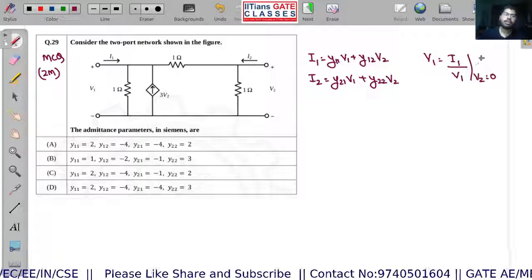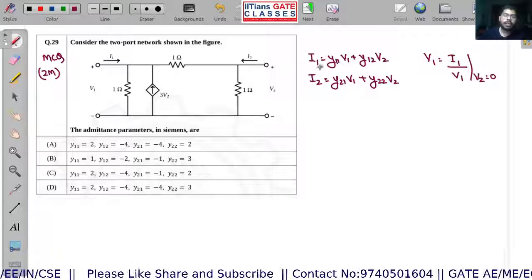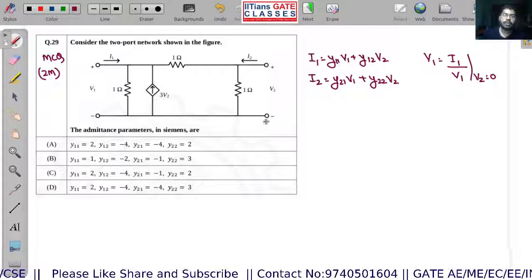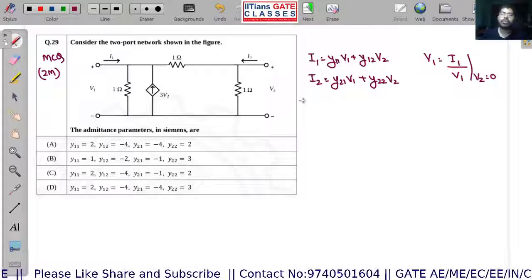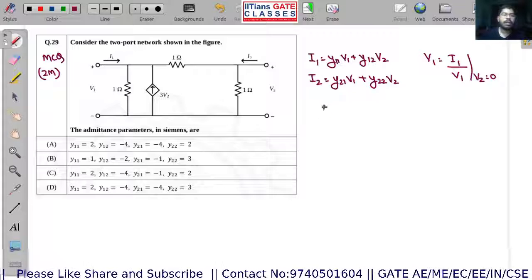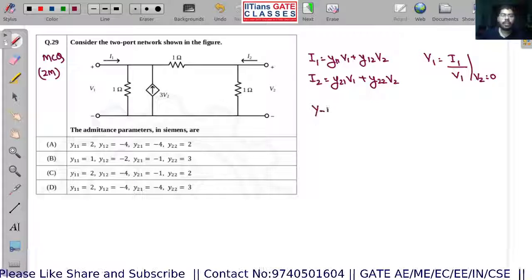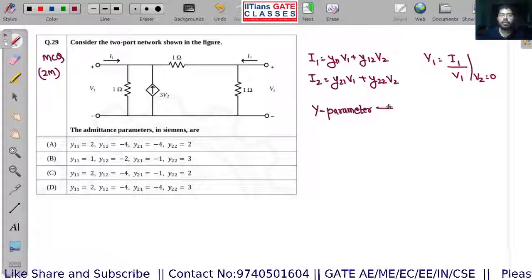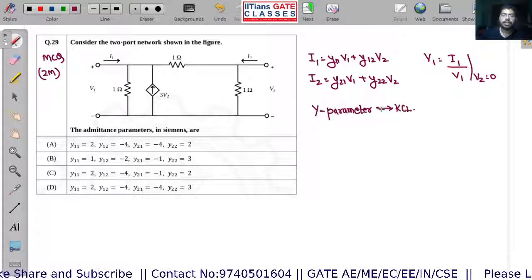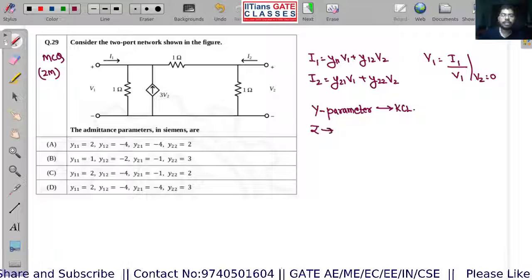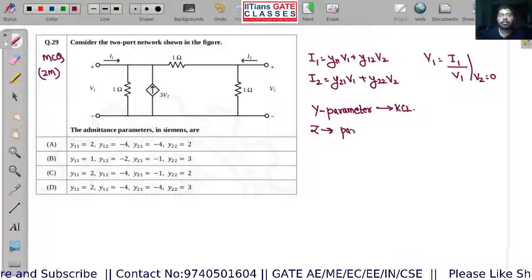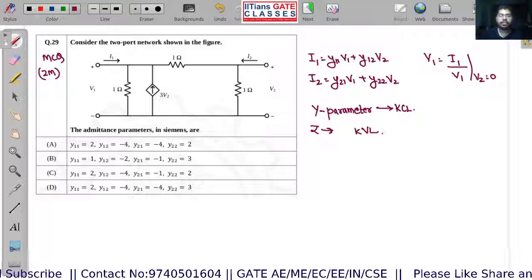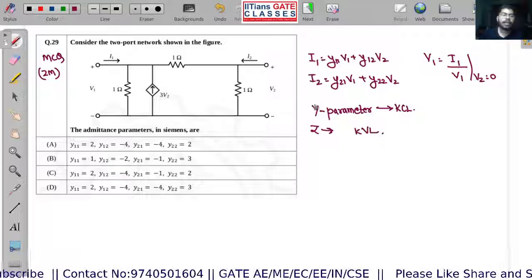Okay, V2 is 0. But a good student will never calculate using this method, applying V2 equal to 0 and drawing 4 diagrams. No, never. Whenever you are asked for Y parameters, try to apply KCL equations. If this was a Z parameter question, then write KVL equations. Here they have asked for Y parameters.